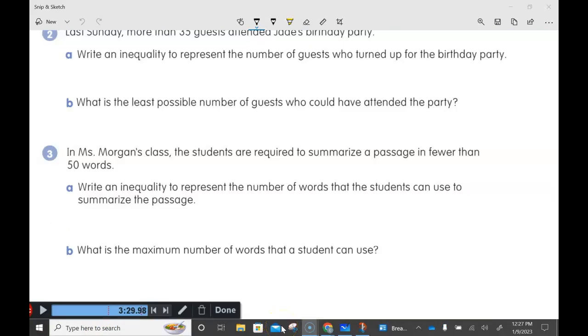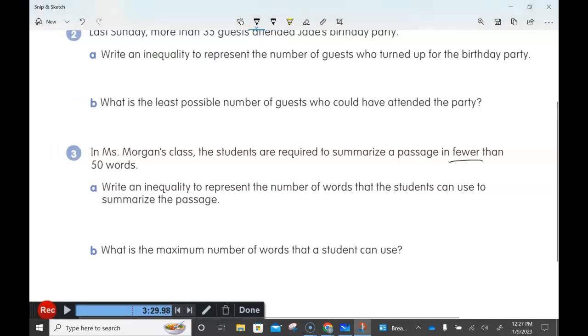Now let's jump down to number 3 on page 94. It says, in Miss Morgan's class, the students are required to summarize a passage in fewer than 50 words. Now, understand that it says fewer. It doesn't say 50 words or fewer. It just says fewer than 50 words here. So it says write an inequality to represent the number of words that the students can use to summarize the passage. Now, you can use any variable. It does not tell us here. What I'm going to use is X is less than 50.